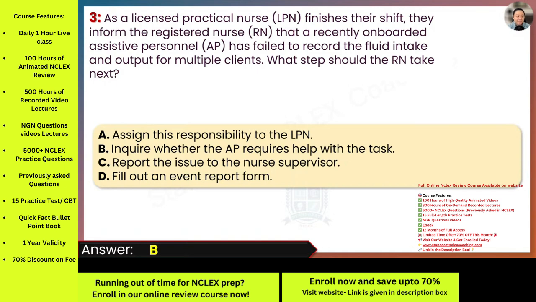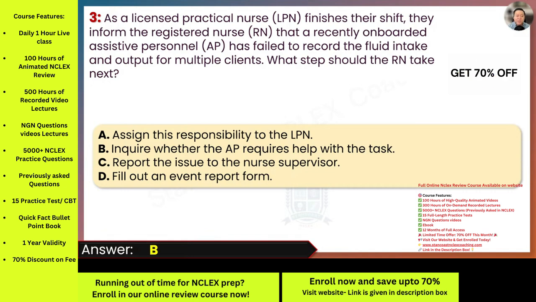Letter D, why is this incorrect? Filling out an event report form. Well, this is such an overkill because incident reports are for serious safety incidents, such as medical errors or injuries. We know that failure to document intake and output is a problem, and it's something that can be corrected without an official report. And if this mistake has caused any harm, maybe a patient went into fluid overload because their intake wasn't monitored, then an event report would be needed. And you have to keep in mind that not every mistake requires paperwork. Sometimes just a conversation can also fix it.